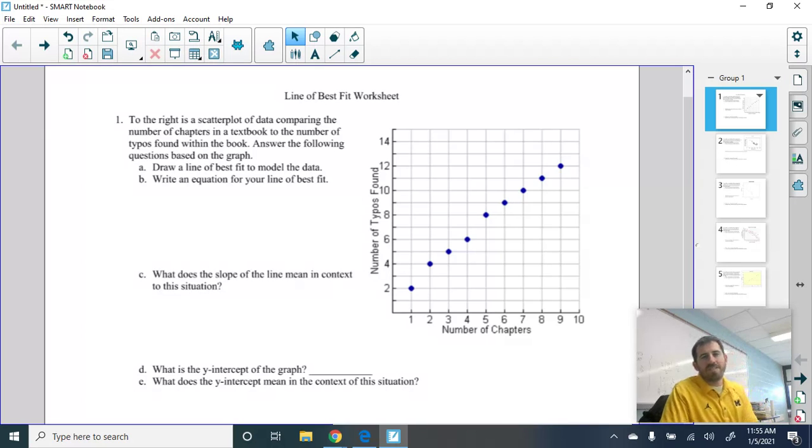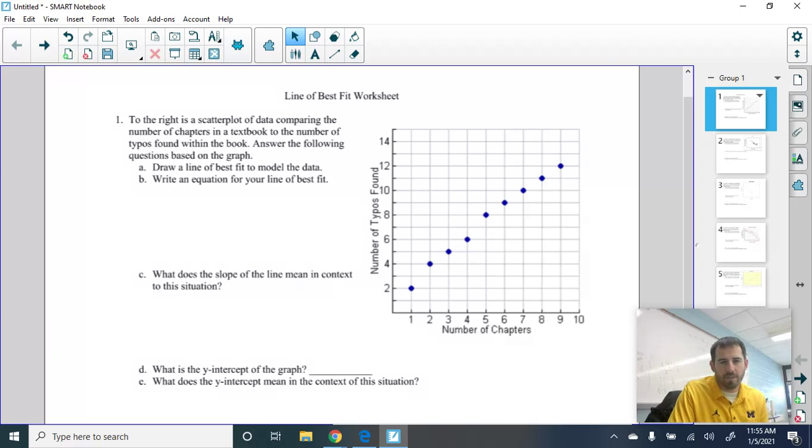Hello, algebra. So the next and last thing to this graphing unit is line of best fit. Some might call it scatter plots, but it's the same thing, okay? A scatter plot just refers to the graph. A line of best fit refers to how you're going to represent the data on the graph.